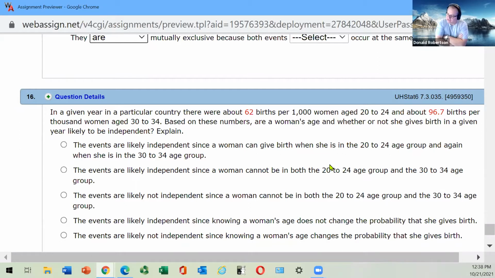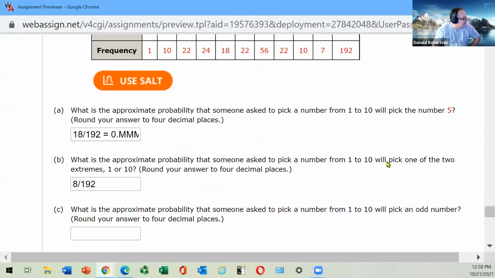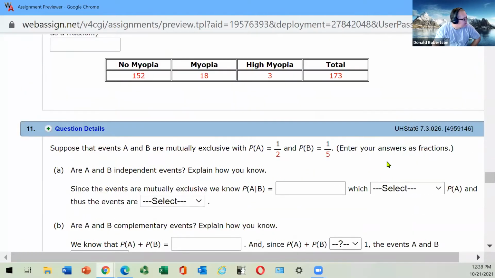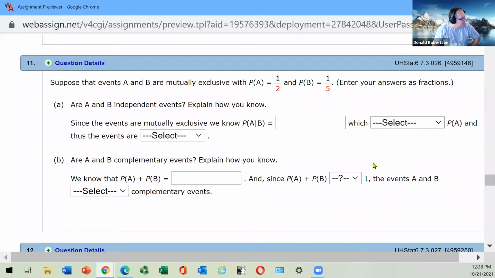So what I'm saying is that the age of the mother does affect the probability. And if one affects the other, age and how many children you have, you're looking at a dependent event, and they call them not independent. So let's see what they are. There we go. It's that one. And anything else I've missed? I think I've done most of these.